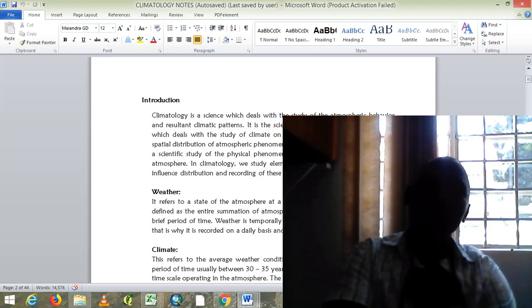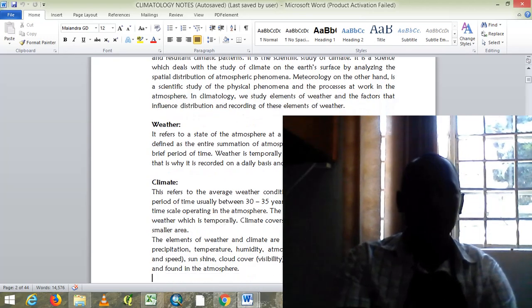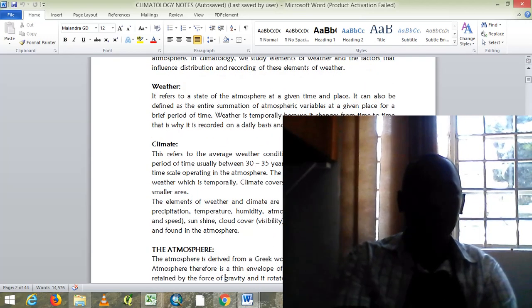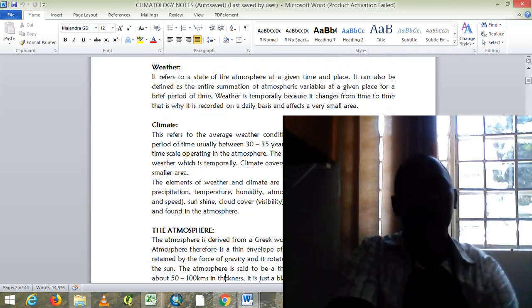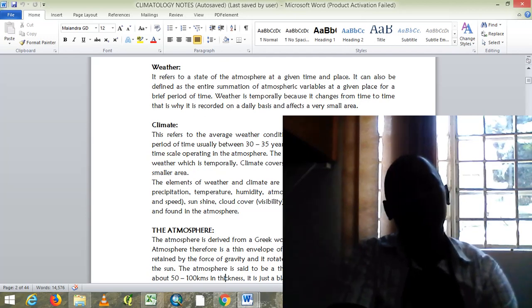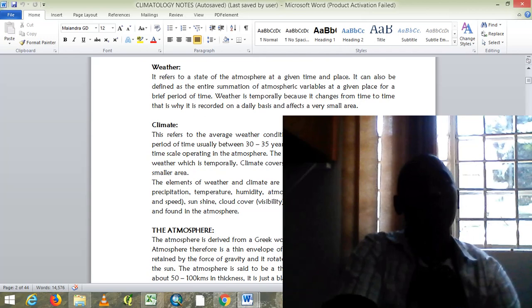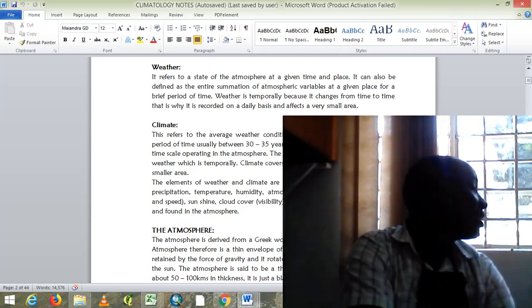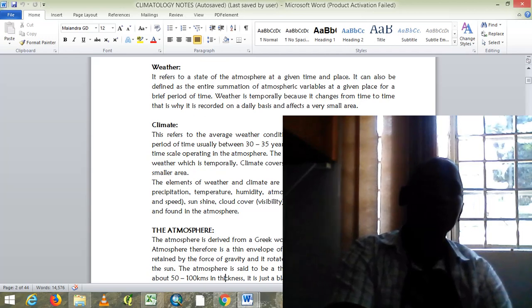On the other hand, when we talk about climate, we are talking about the average of weather conditions of a place recorded for a long period of time, usually over 30 years. And therefore it clearly brings out the concept that climate is somewhat permanent. Much as weather can change within the blink of an eye, you cannot say that the climate today is hot. That is not climate.